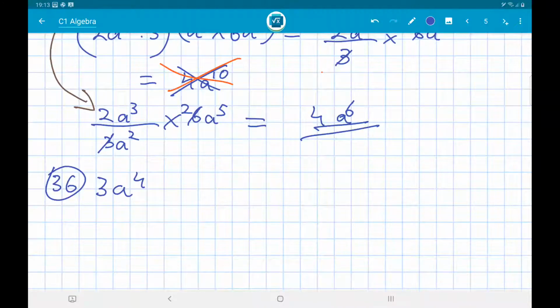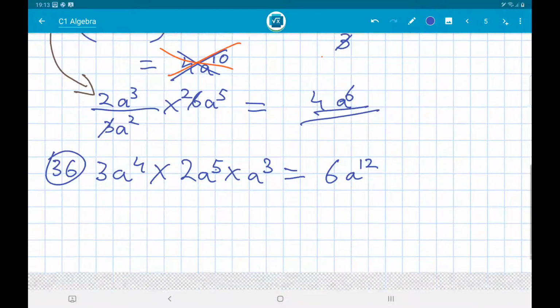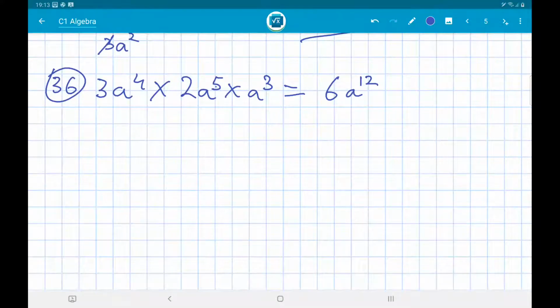3a to the 4 multiplied by 2a to the 5 multiplied by a cubed, which is equal to 3 times 2 is 6, and a, I still haven't learned from my mistake. I'm doing a shorthand, because there's only single operators over here, so hopefully that should be fine. So you get 4 plus 5 plus 3, so 4 plus 5 gives you 9, plus 3 gives you 12. 12. Yeah, sounds about right. So that's the end of the other exercise as well.